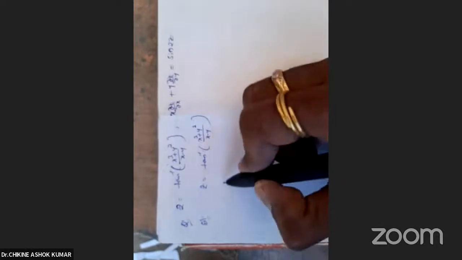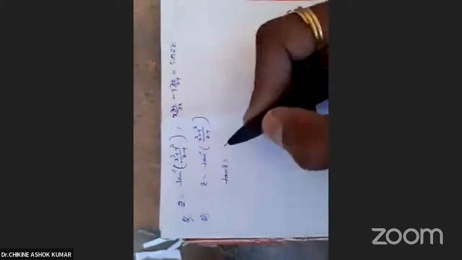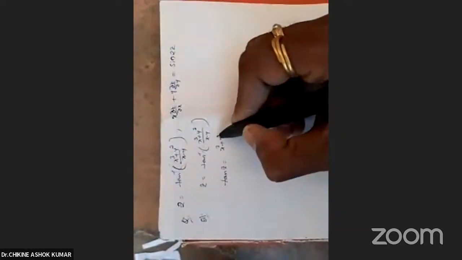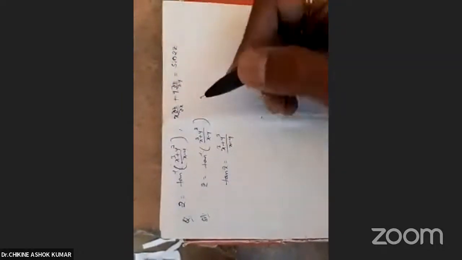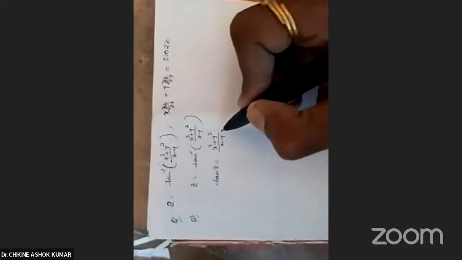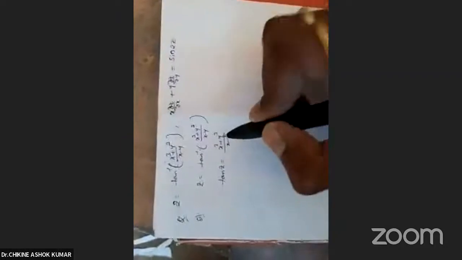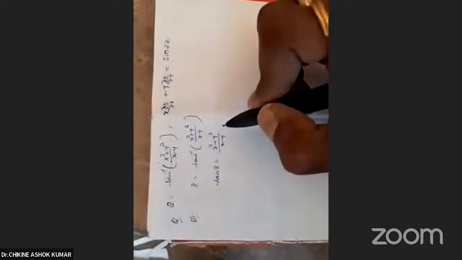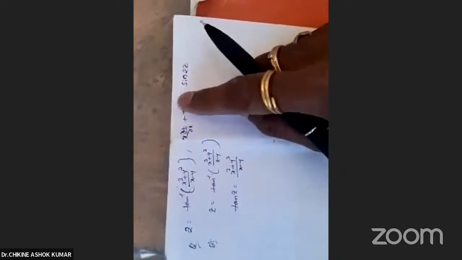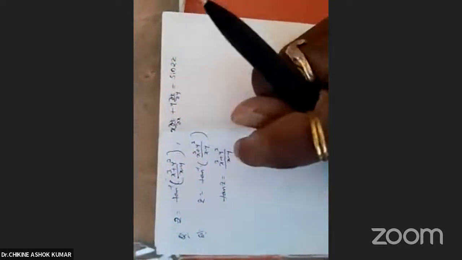So bring this tan inverse to the left side so that it becomes tan z equal to (x cube plus y cube) by (x minus y). First we need to find the degree of this function, because if we want to prove this result by Euler's theorem, first we have to know the n value. So first ikkada n kanukundam.